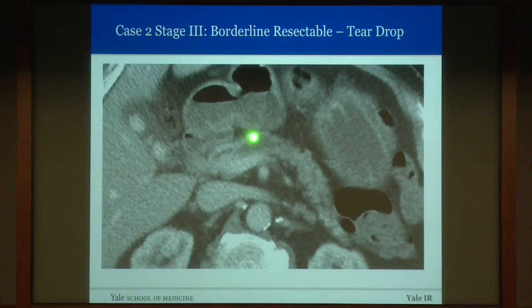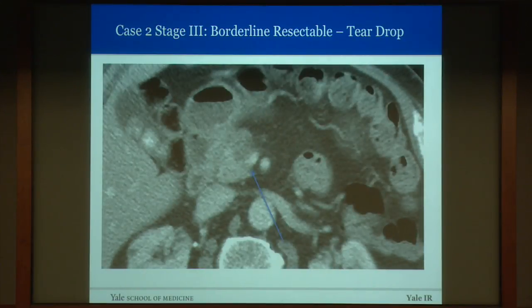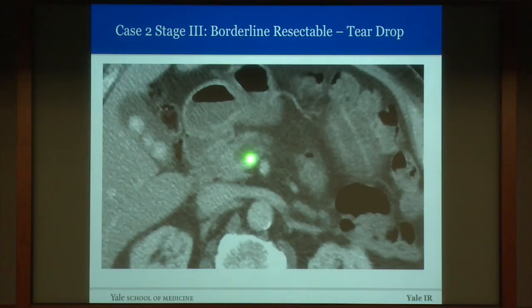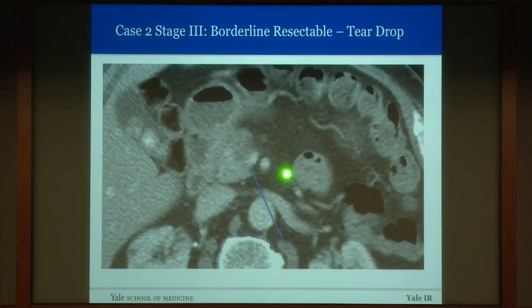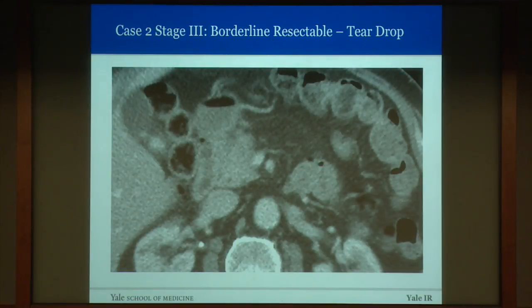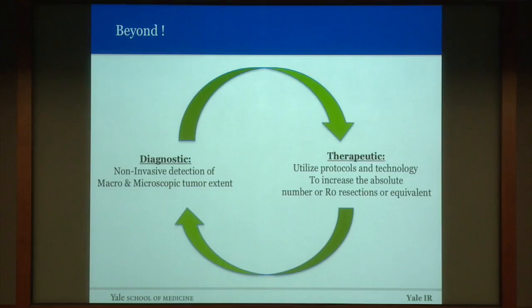Here's another case. This is a dilated common bile duct here, and this is the portal vein going down to the SMV, and you can see here a little teardrop deformity, and this is actually not the common bile duct anymore. This is the hypo-enhancing, hypo-attenuating pancreatic adenocarcinoma. And that was able to be reconstructed with an R0 resection.